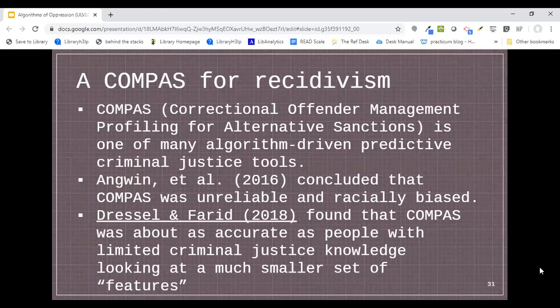And there was a study in ProPublica in 2016 that concluded that it was unreliable and racially biased. That study got some heat from the company that runs COMPAS, of course, but also from other people who said that maybe it wasn't totally sound the way that it was done. So a couple of other researchers in 2018 did a similar study, and what they ultimately found, they recruited, I think, 400 people just from the internet, from a crowdsourcing website, and they gave them two features about each person, and they predicted recidivism at the same accuracy level as COMPAS, which uses 137 features or factors.